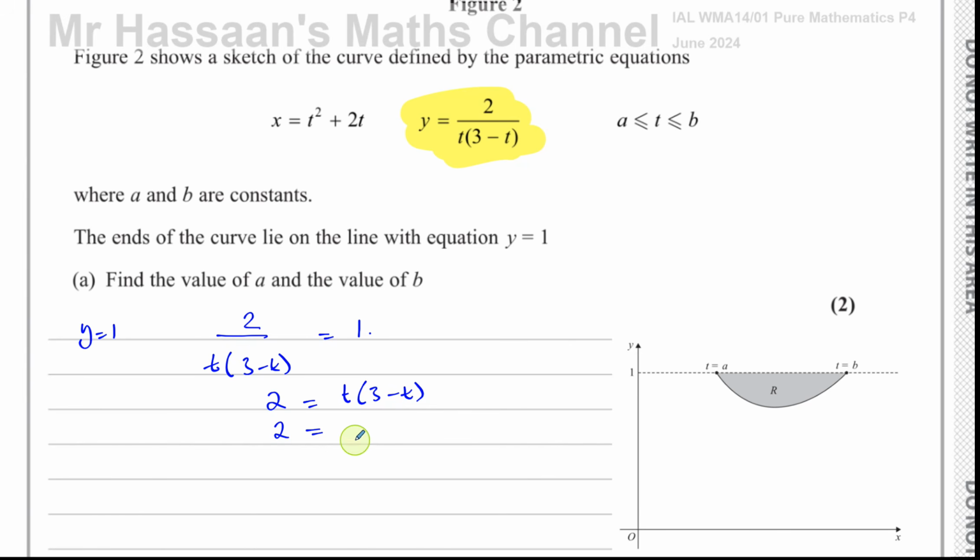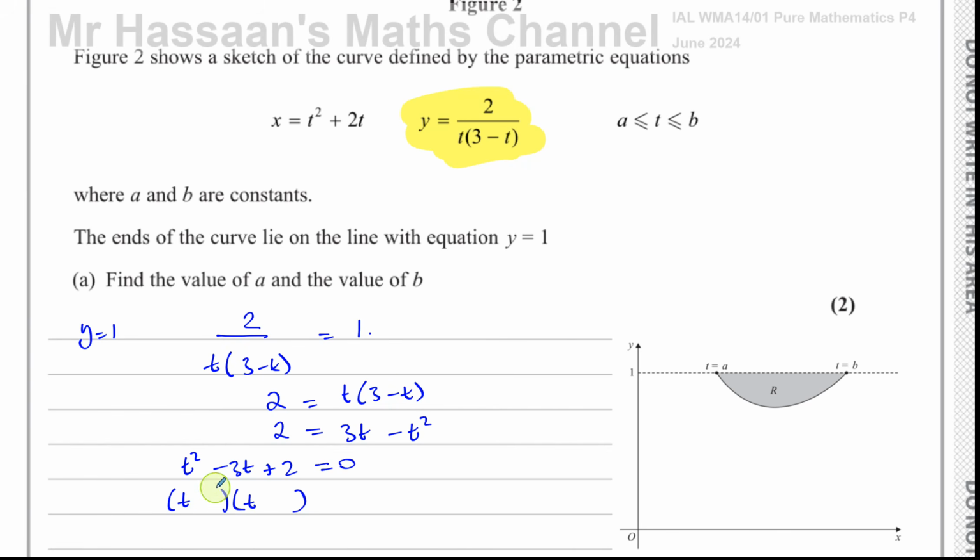So here we got t times 3, which is 3t, and t times minus t, which is minus t squared. So we have a quadratic here. What I'll do is add t squared to both sides and subtract 3t from both sides, such that I'll be left with a quadratic equation with the t squared term positive. Now I have to express this as a product of factors, so I can use the zero product property. And this is pretty simple.